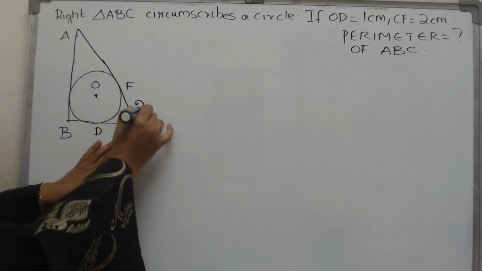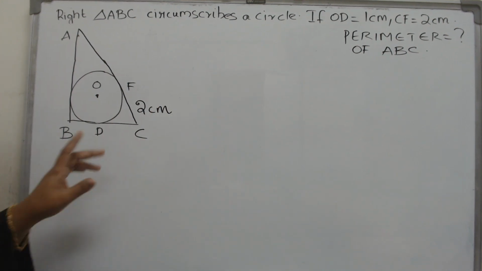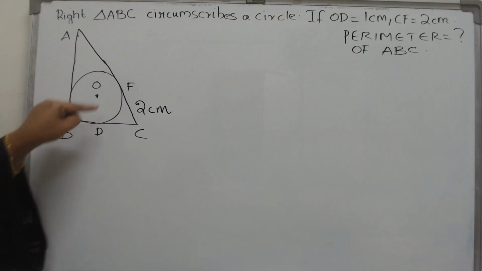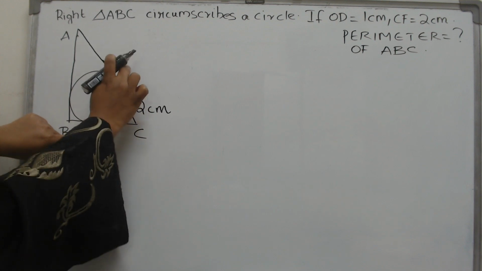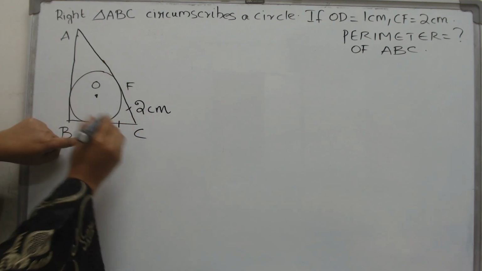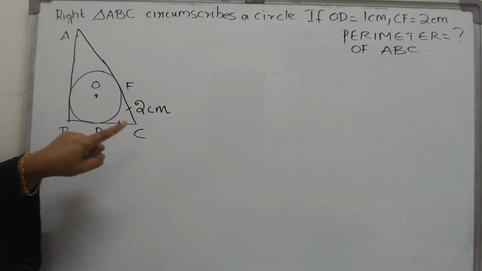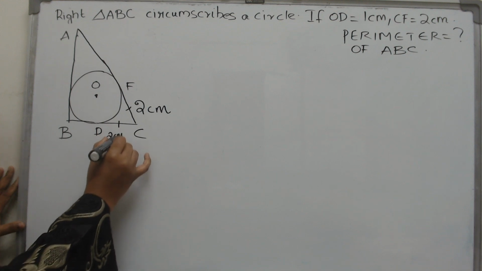CF is given as 2 centimeters. But then what did we just now say? Each line touches exactly once, which means it is a tangent. So CF and CD are both tangents from the same external point C, which means what? CD is also 2 centimeters.